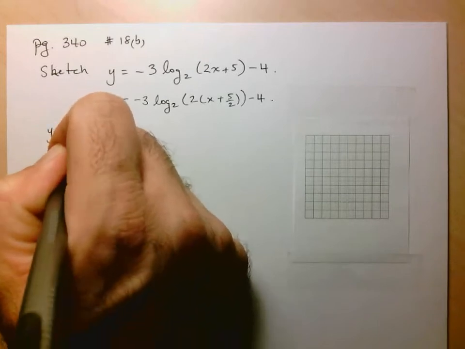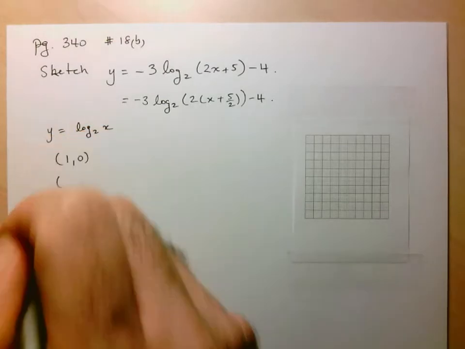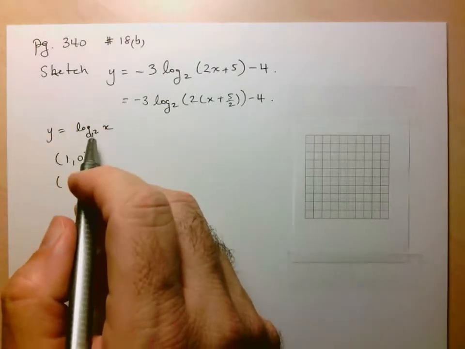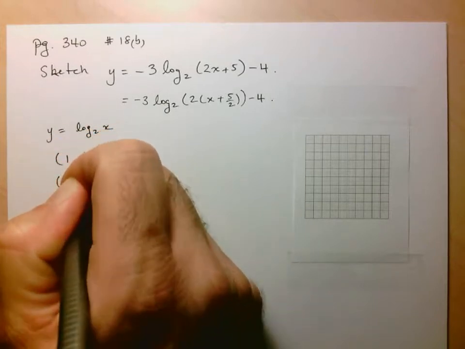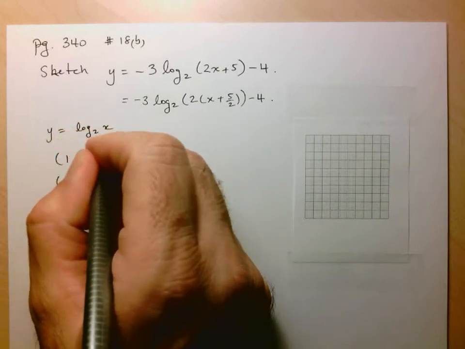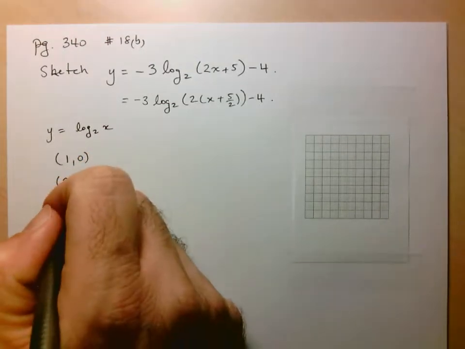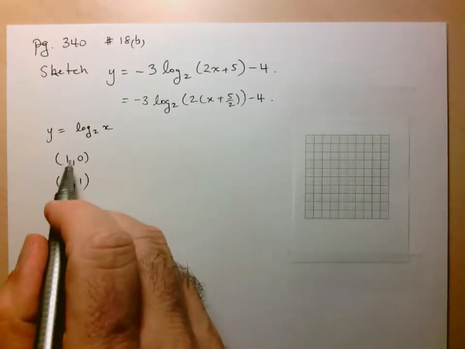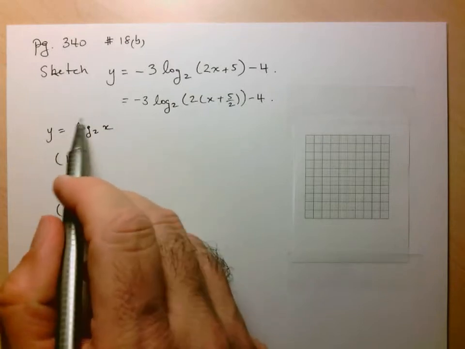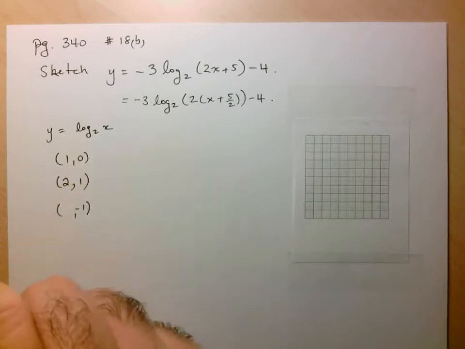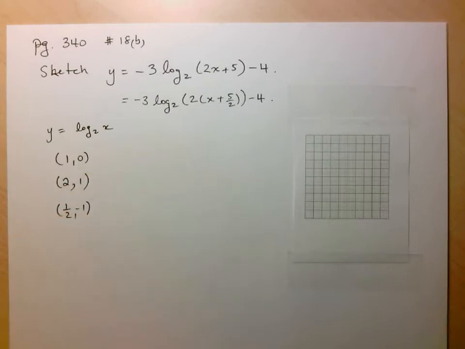So anytime I'm working with a logarithmic function, I'm always going to pick 1, 0, and now I have to pick 2 other nice points. So I know that 2 to the exponent of 1 is equal to 2, so that means when x is equal to 2, y, which represents the whole expression, which represents the exponent of the base, is going to be equal to 1. Now I'd like to pick 1 point on either side of 1, 0. So I'm going to say that when the y value is equal to negative 1, 2 to the negative 1 is 1/2. So there's 3 nice points.